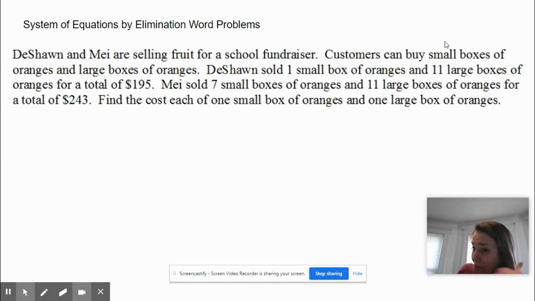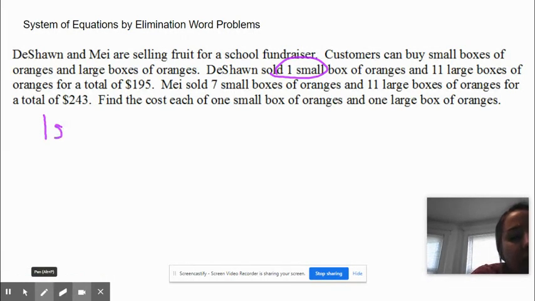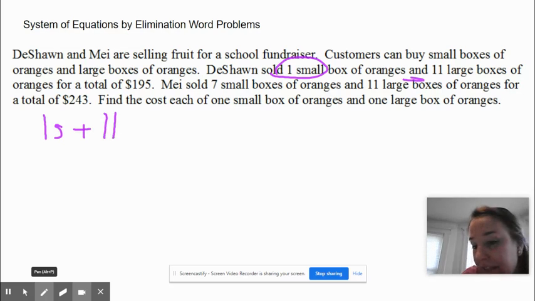So I'm going to choose my variables to be S for small, L for large. Okay, so we're going to write Deshaun's equation. He sold one small box, so I'm going to call that one S, and 11 L. Now, when I use L as a variable, I like to do cursive, so you know it's not a 1. But you guys don't do cursive anymore. Anyway, total of 195.